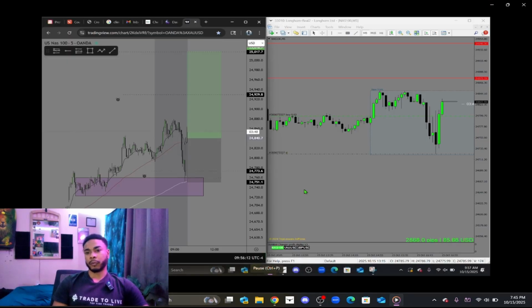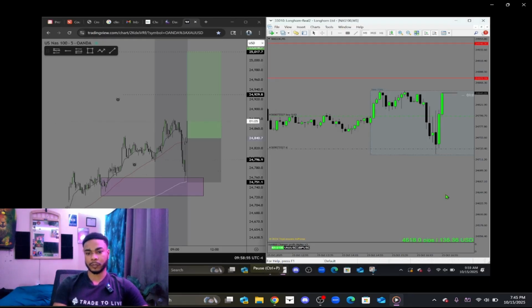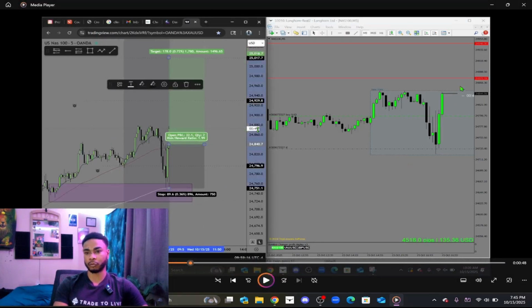Then right here price started pushing. This is like a couple minutes before 10 a.m. As soon as price kept pushing up and got closer to my 1-to-1 take profit, I began shortening my stop loss. So now I'm risking less than I would normally be risking.